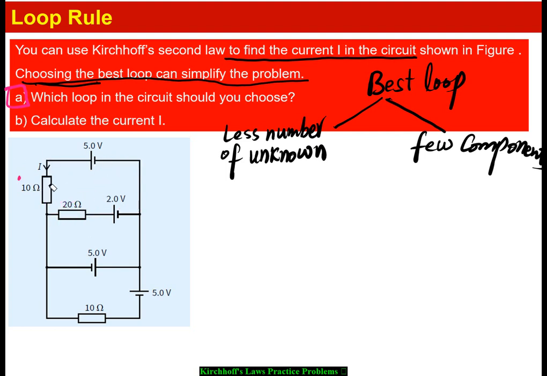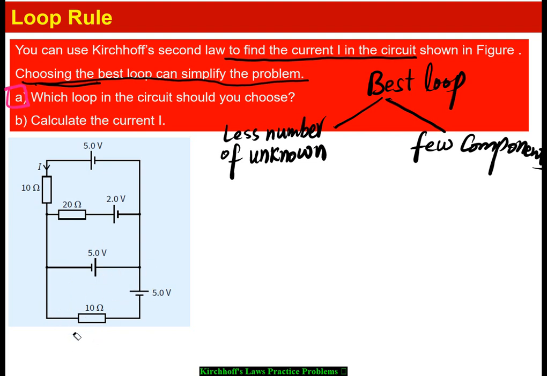Okay, so now let's choose another loop. Let's say we take this loop, we start from here and go this way. In this loop we need to find I, but we don't know the value of I1 through this 10 ohm resistor. So you can see we have two unknowns. So again, this is not a good choice because of two unknowns.